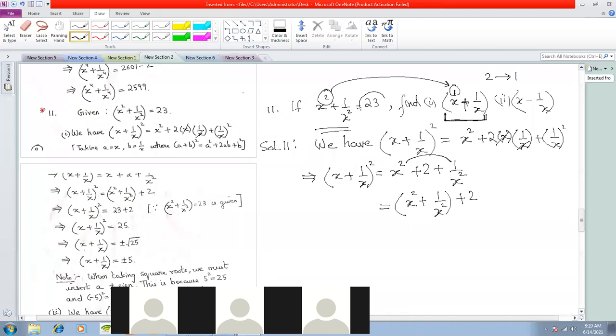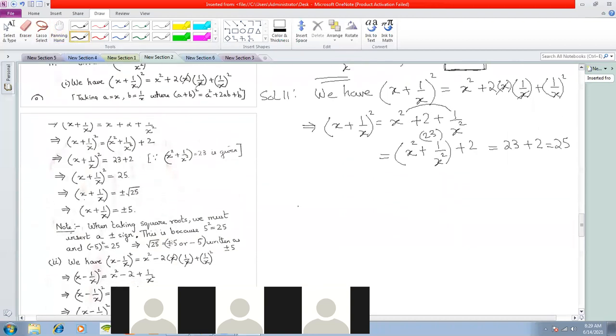Now what is the value of x square plus 1 by x square given here? It is given to you as 23. So you put the value. This value is 23. So you put 23 plus 2. So you get 25. So what are you getting? Therefore, you are getting x plus 1 by x whole square is equal to 25. This is what you are getting, right? That means x plus 1 by x must be equal to the square root of 25, right? If x plus 1 by x whole square is equal to 25, x plus 1 by x must be equal to square root of 25.